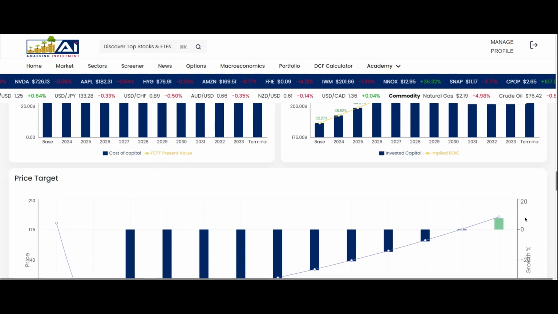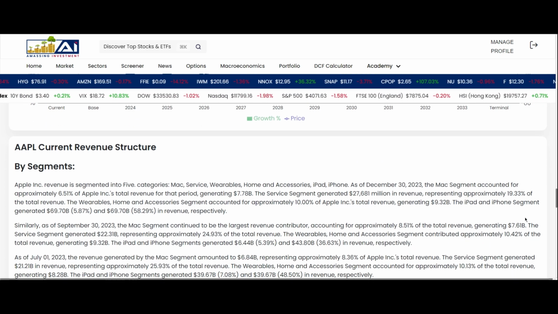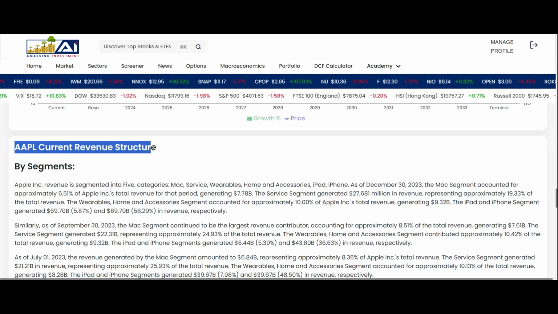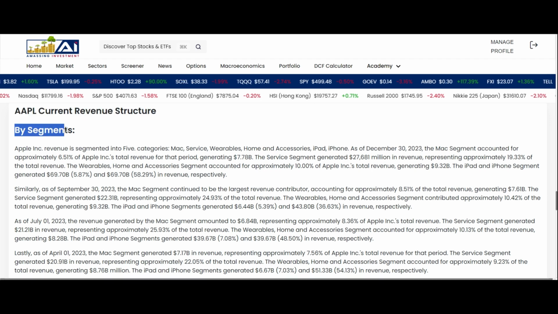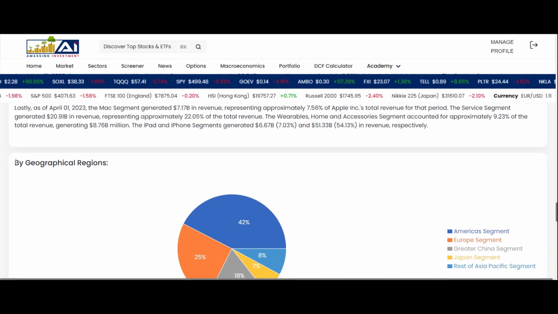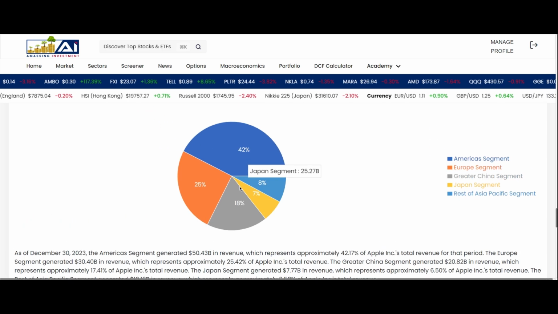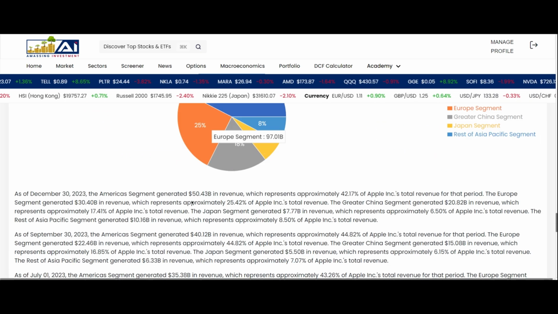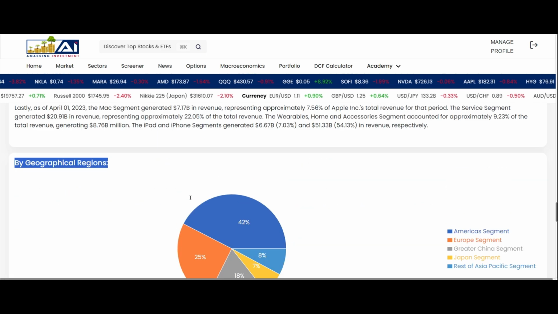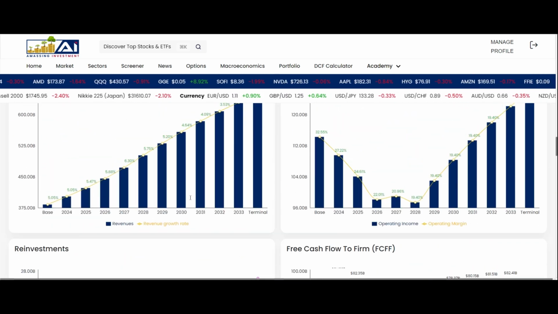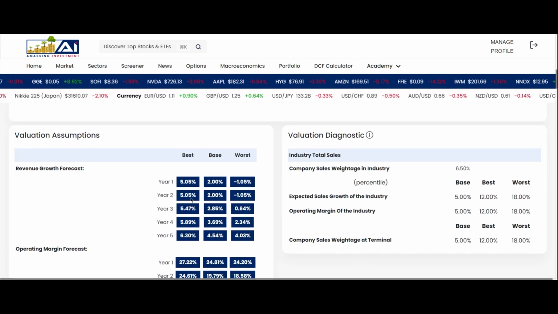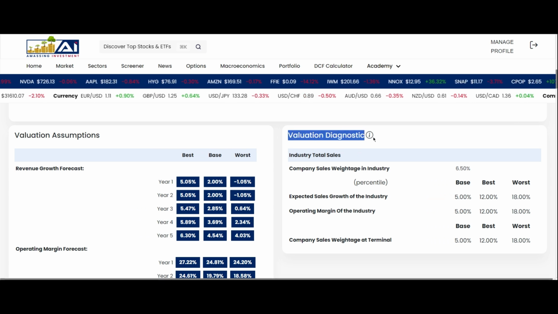Moving on, understanding how Apple earns its revenue is crucial. The current revenue structure breaks down Apple's revenue by segment and geographical region, offering insights into its business operations and market reach. As we approach the finale of our Apple DCF valuation journey, we arrive at a crucial juncture, the valuation diagnostic. This segment is essential in validating the robustness of our valuation model and ensuring the assumptions made reflect a realistic and defensible forecast of Apple's future.